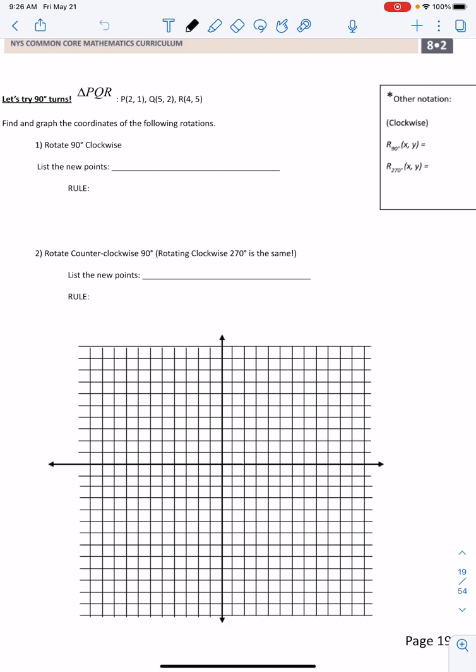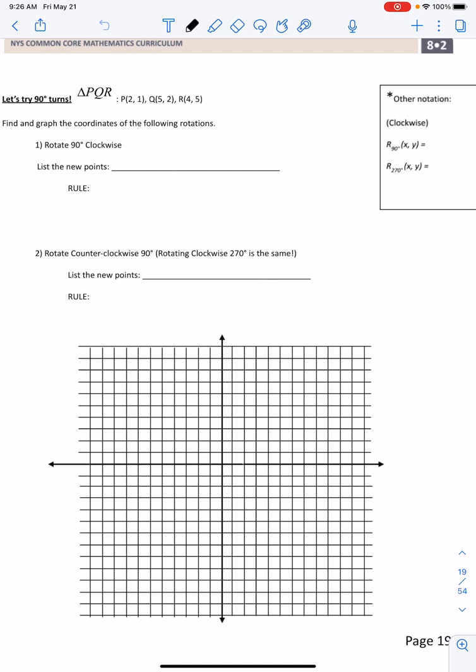One, we're going to rotate 90 degrees clockwise, and we'll list the new points. And then number 2, we're going to rotate counterclockwise 90 degrees, which means we're going to rotate clockwise 270 degrees.